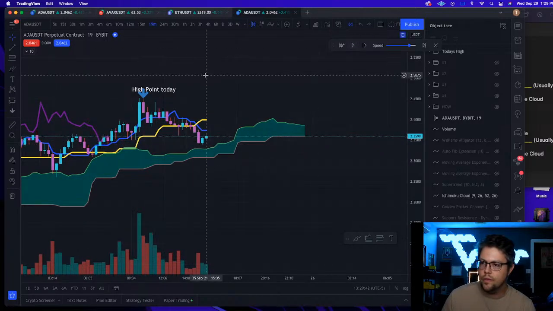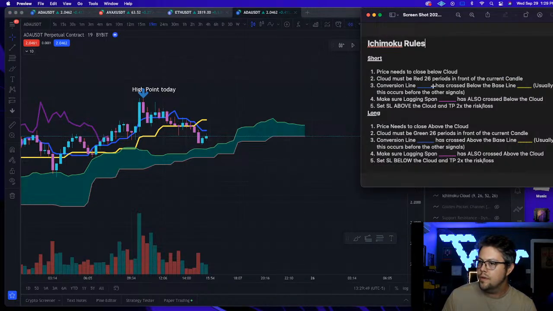Okay. So, what do we have right here, guys? A little cross. Let's go back to our rules. The conversion line has crossed below the baseline. So the blue line has crossed below the yellow. That's good stuff. So we would be watching.